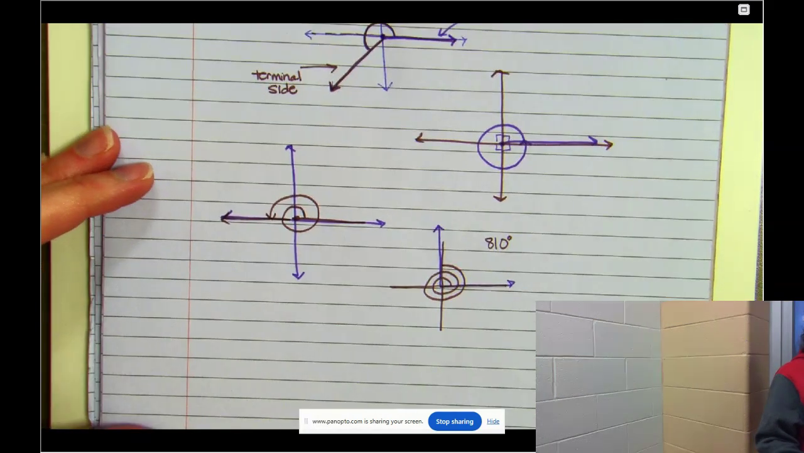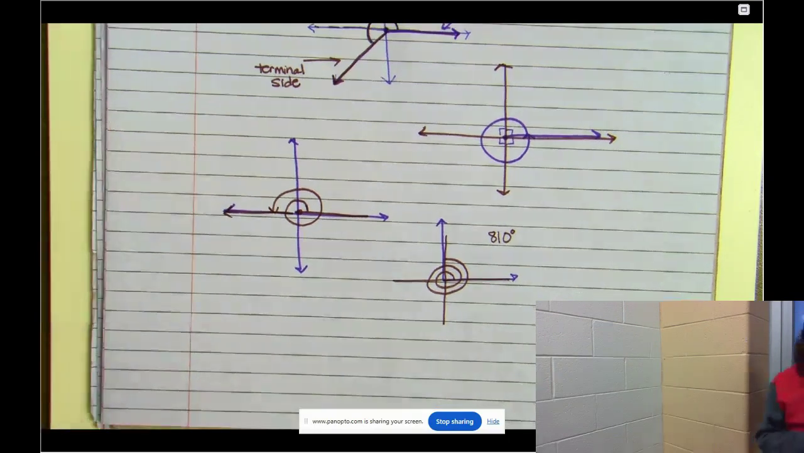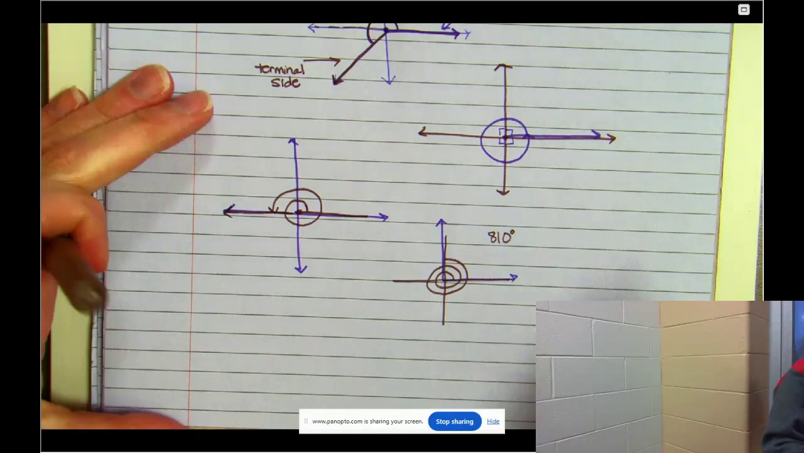So the first thing I want you to understand is that angles can be more than 360 degrees. Okay, more than 360 degrees. What do you think happens?